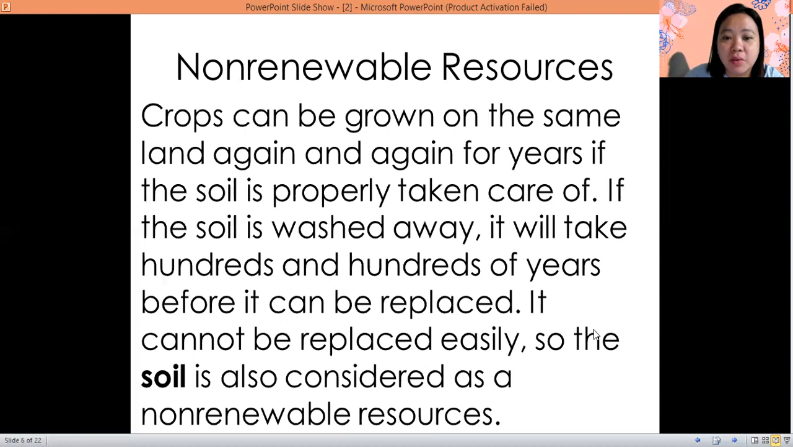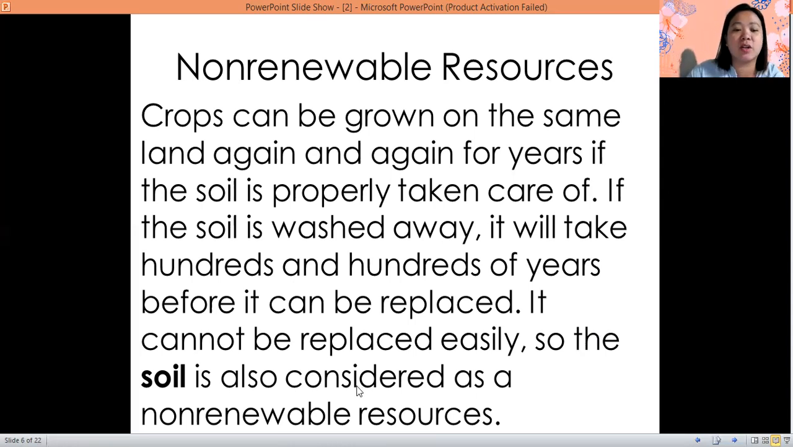Also, crops can be grown on the same land again and again for years if the soil is properly taken care of. If the soil is washed away, it will take hundreds and hundreds of years before it is replaced. So another example is soil. Soil is an example of non-renewable resources. It cannot be replaced easily, the soil.